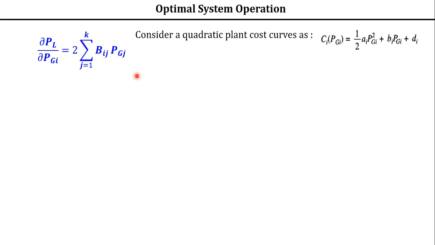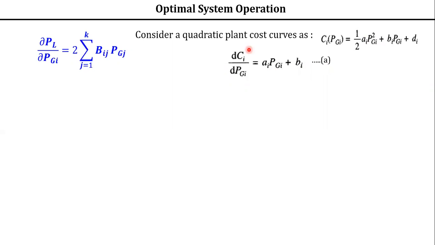Now this I have already repeated. Consider a quadratic plant cost curve. Ci of Pgi is equal to half Ai Pgi square plus Bi Pgi plus Di. Nothing new here, I have already explained this cost curve. Now you have to take the derivative of this one. dCi by dPgi is equal to what? With respect to Pgi, this becomes Bi, this is 0, and this becomes 2 Ai Pgi, the 2 gets cancelled, so what is left is Ai Pgi plus Bi. Call that equation A.